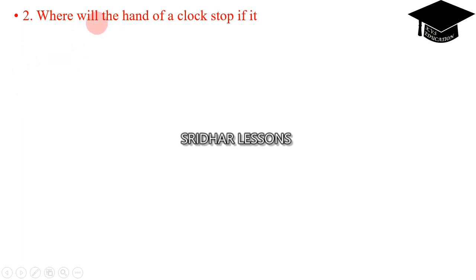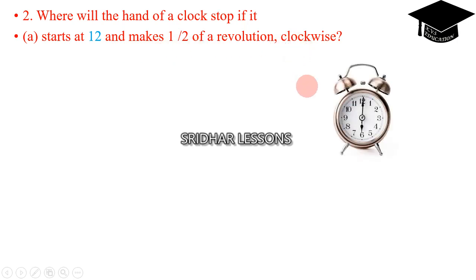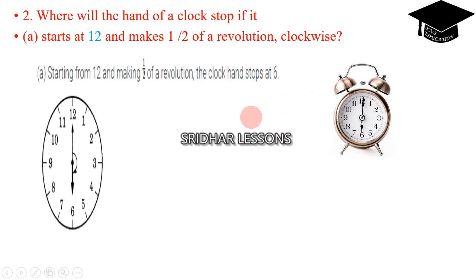Second question. Where will the hand of a clock stop if it starts at 12? For example, where will the hand of a clock stop if it starts at 12 and makes half of a revolution clockwise? Okay, see, this is the clock. It makes half of a revolution. So where will it stop? It stops at 6 o'clock. Half of the revolution. Okay.